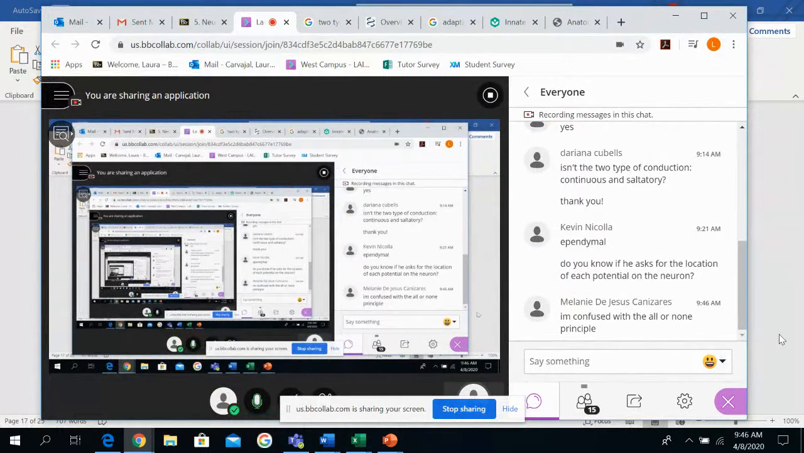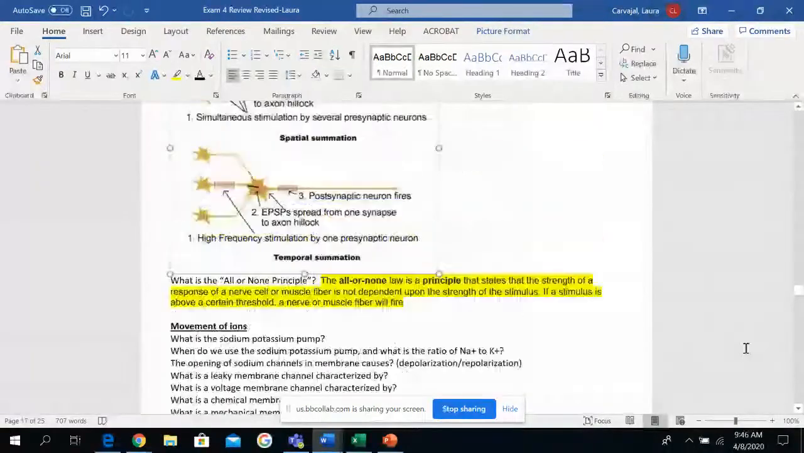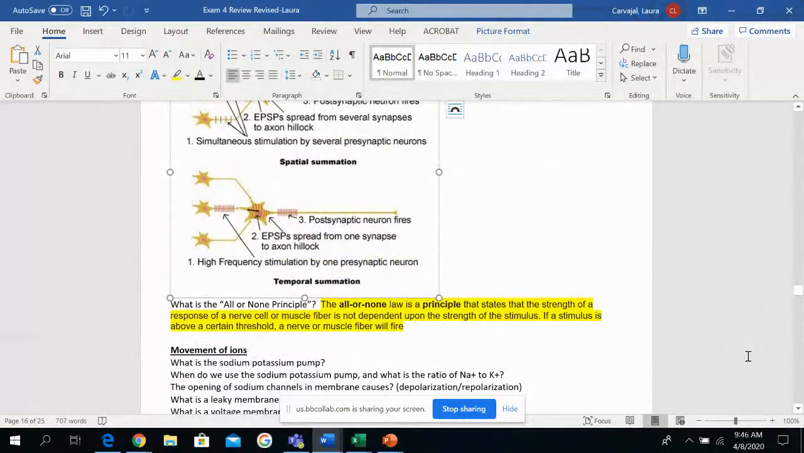Oh, okay, the all or nothing principle. So you have an action potential, which is the response of a neuron being stimulated to send a signal down its axon, okay? This action potential, let's translate that to you walking outside to take your dog out for a stroll.